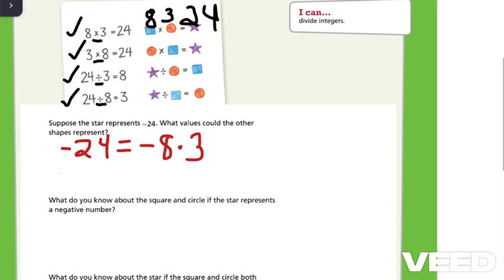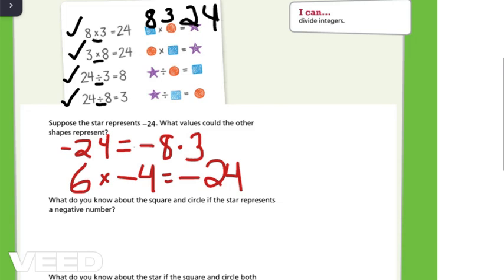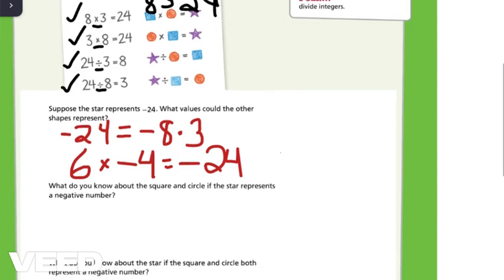Well, what if we didn't want to use 8 and 3? Could we say that, for example, 6 times negative 4 is still negative 24? Could the blue square be 6, and could the orange circle be negative 4? Why, of course. Please go ahead and jot down these equations in your math book. These are 2 examples of answers to that question.